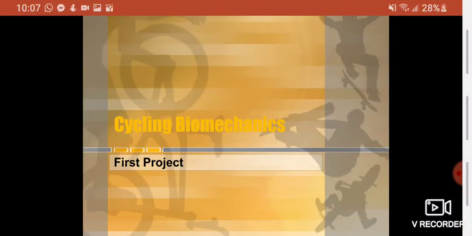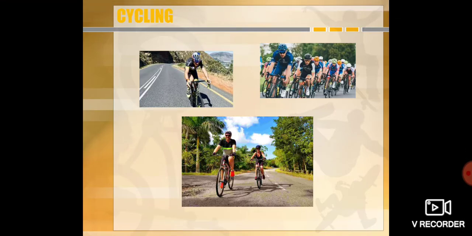Cycling Biomechanics, first project. First of all, what is cycling? Which benefits does it bring to our life? Well, cycling is the use of a bicycle for sport, to move our body just for fun, or also for transportation. It began to be considered a real sport in 1868.